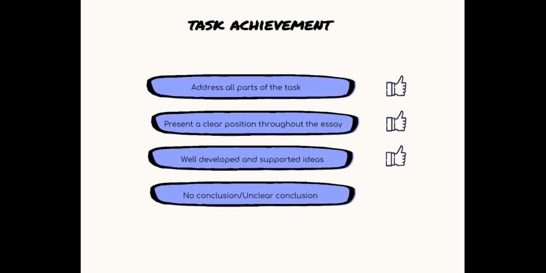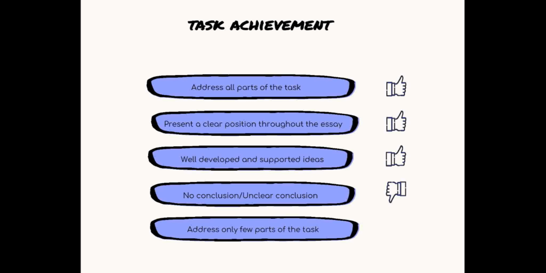What you shouldn't do to save marks for your task achievement is this: if you present an unclear conclusion or no conclusion at all, you may lose marks over there. And if you address only a few parts of the task and miss out on a few, you will lose marks for your task achievement.